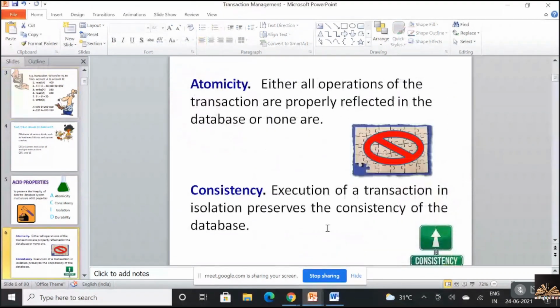And then you have got consistency. Execution of a transaction in isolation preserves the consistency of the database. I've told you, whenever you are working with a transaction, you have to see that the database is in a consistent state. So that is the meaning of consistency.